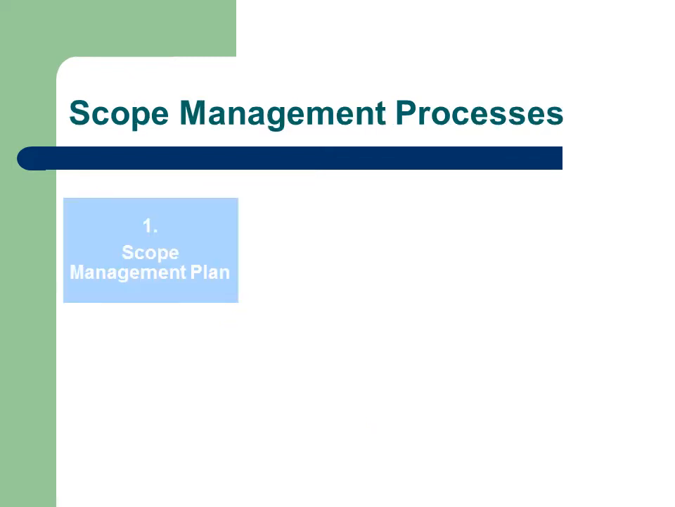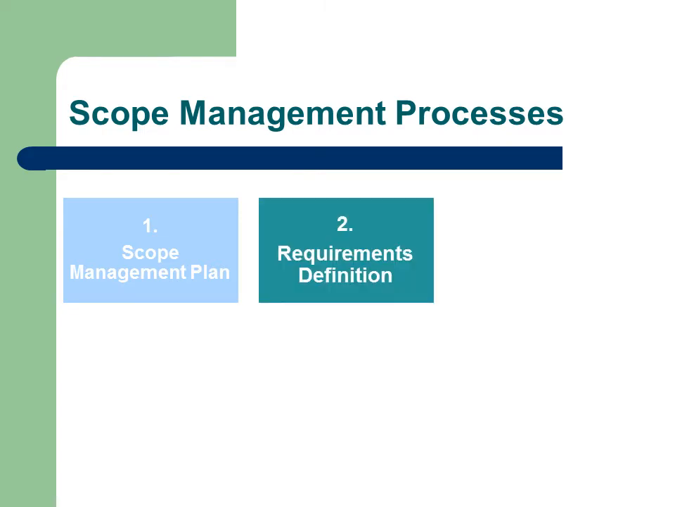There are 5 key processes associated with scope management, and we will examine each one in detail in this module. Firstly, I will just provide an overview of each of the processes. The first process is the Scope Management Plan. This is a section of the PMP, or Project Management Plan. The Scope Management Plan describes how scope will be defined, controlled, reported, and assessed during the project.